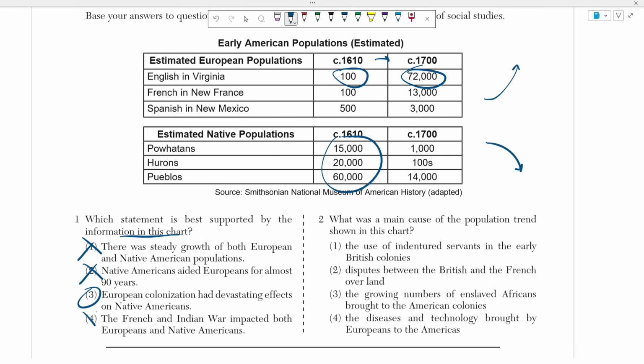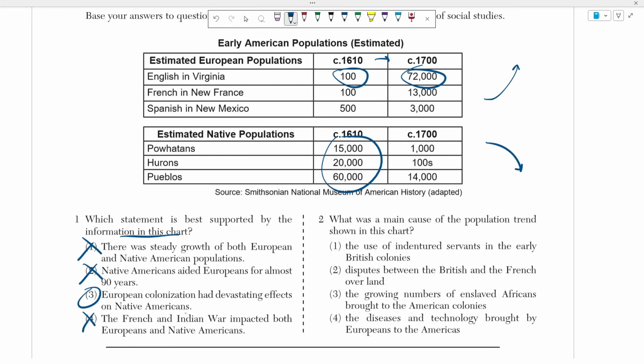Number 4 is wrong because the French and Indian War impacted both Europeans and Native Americans. This has nothing to do with the French and Indian War, right? This does not explicitly state anything about the French and Indian War, okay? Whenever they're asking you what is supported by the chart, you can only look at what's in the chart. The only thing that's in the chart isn't interactions, it's not wars, it's population. Whenever a population goes down, that's going to be a bad thing, right? So European colonization had devastating effects on Native Americans because they made the population go so low.